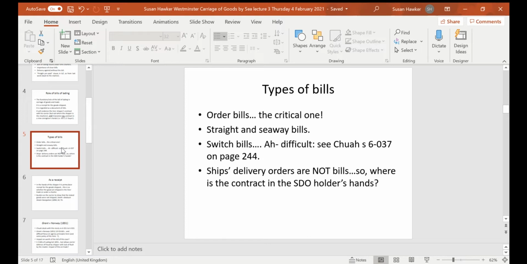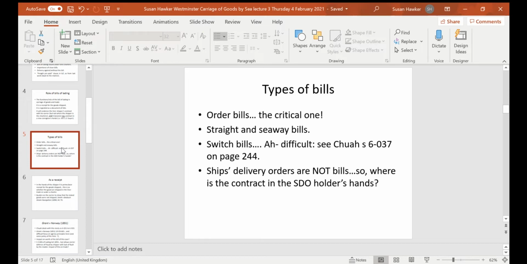And then we also have, we don't see many cases on these, we also have something called switch bills. And this is a difficult one. And Chua is excellent on this. And he has a box in section 6037 on page 244. And I suggest you read that. A switch bill is basically what it suggests. It's switched. In other words, what would have been the original bill of lading isn't issued, and a switch bill, a bill in its place, is filled out.